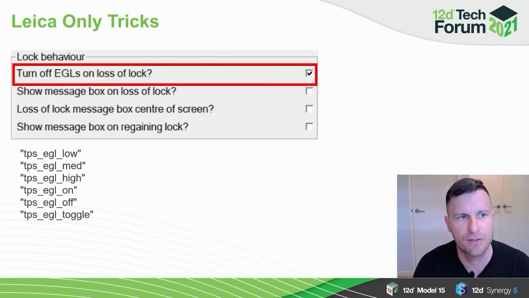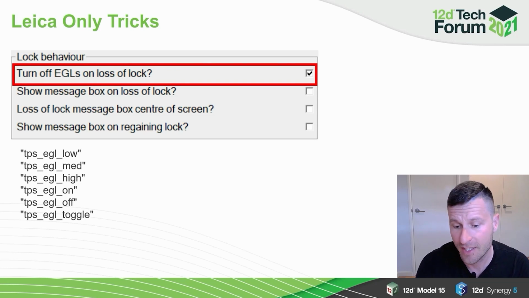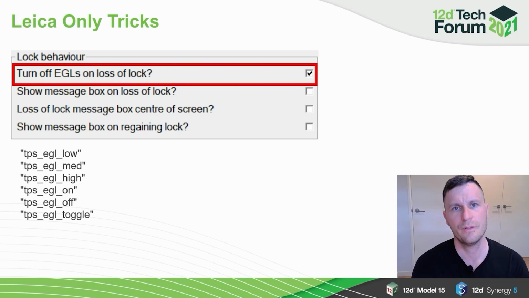My next is Leica only, the ability to turn off the electronic guide lights on loss of lock. This is something only 12D field can do. The standard Leica does not. So it can be very handy when doing night shift or in dark spaces. The guide lights automatically come on. 12D field has the ability to turn them off. It also has the ability to toggle them low, medium, high, and toggle using the hotkeys. So I'd recommend people set that up.